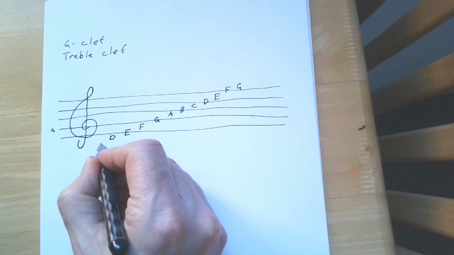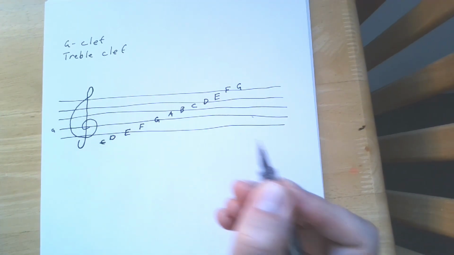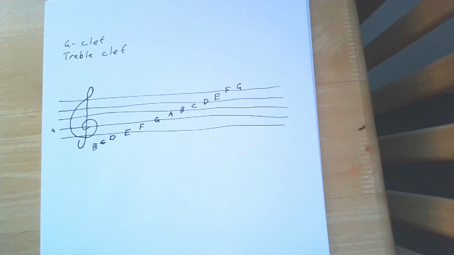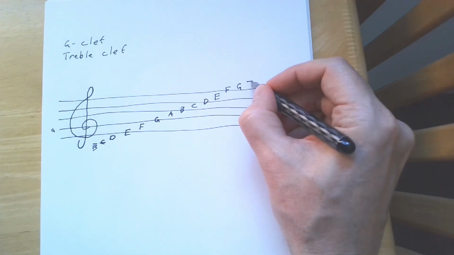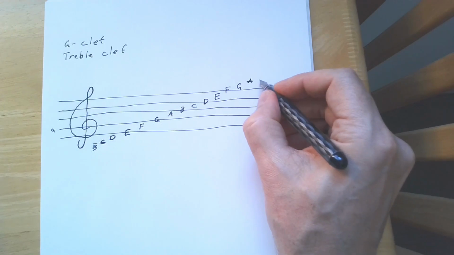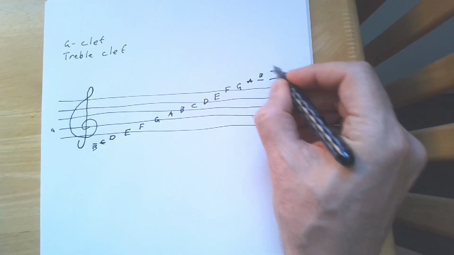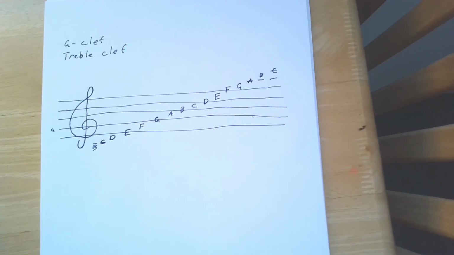You can add a line down here and call that C. Add a line here and go below it, and it's B, A, B, C. Okay?